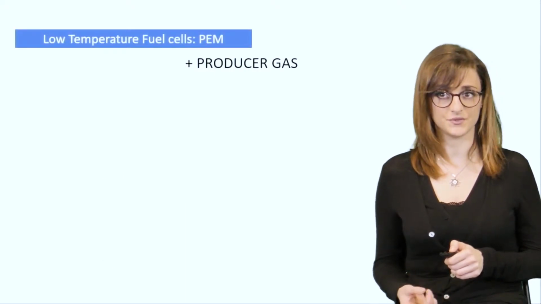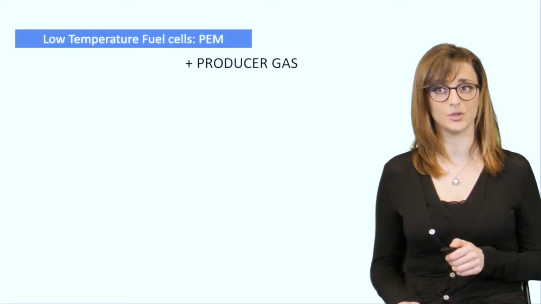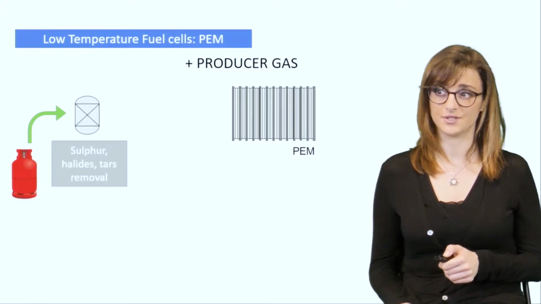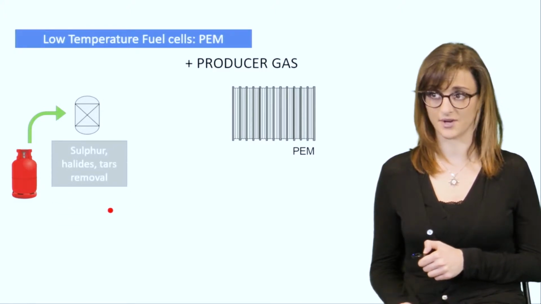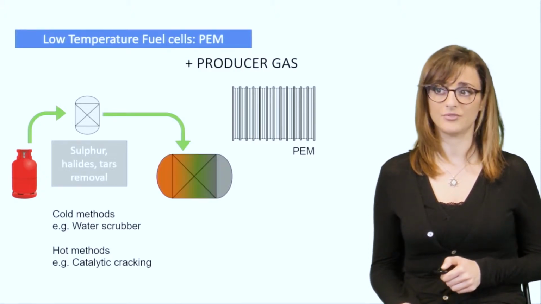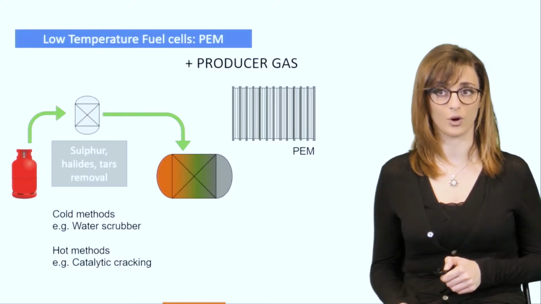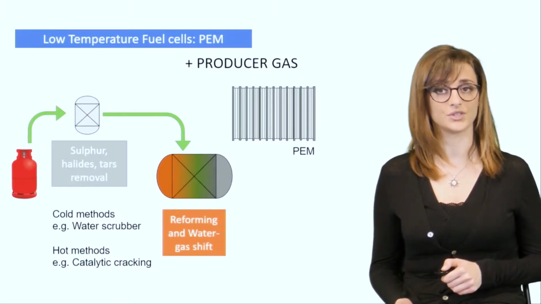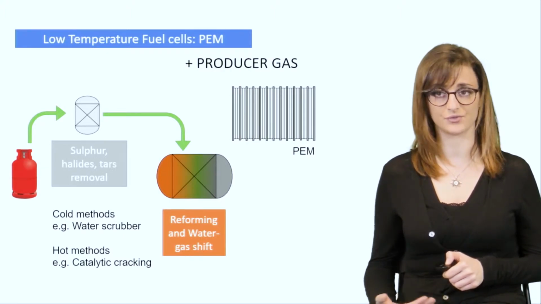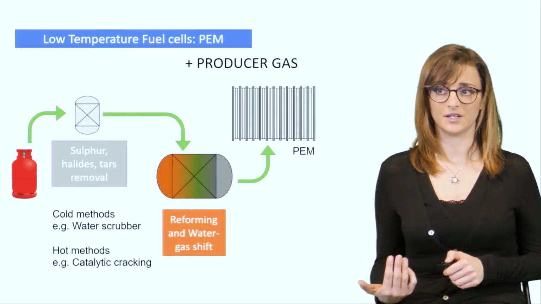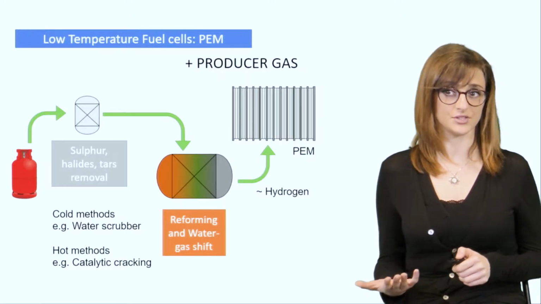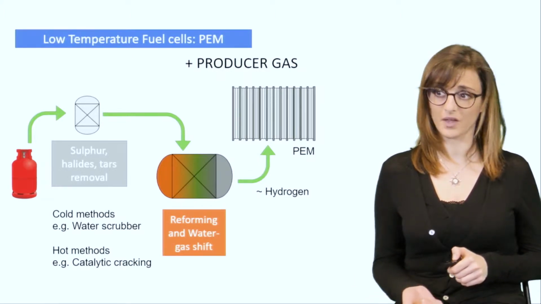What happens if we want to feed producer gas to a polymer electrolyte membrane fuel cell? We have to first clean the gas, so addressing sulfur, halides, and tars. After that, we have mandatorily a reforming stage and then a water gas shift reactor to remove carbon monoxide that is issued from the reforming stage. After this gas preprocessing line, we feed hydrogen to the fuel cell.